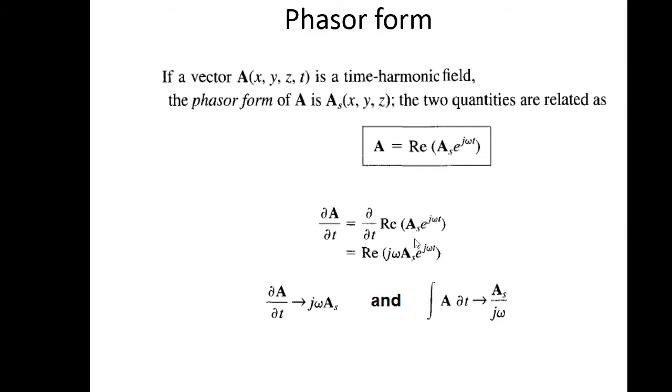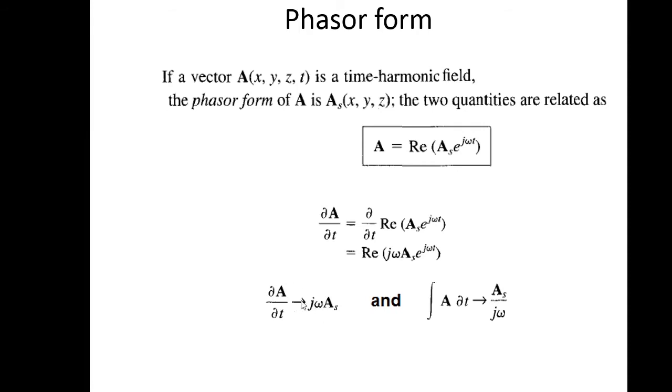A_s is independent of time because it just consists of functions of x, y, z. So A can be written like that. You just have to take the derivative of e raised to j omega t. The derivative of e raised to at is a times e raised to at. So here you can write it as j omega into e raised to j omega t. So from this you can learn like this.